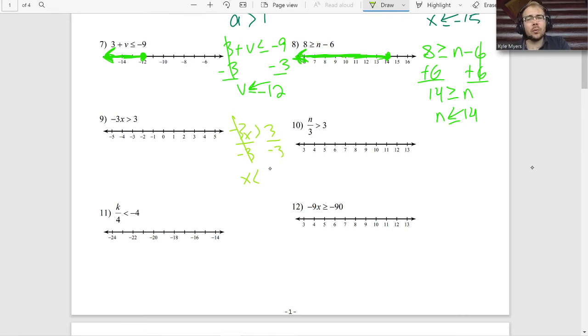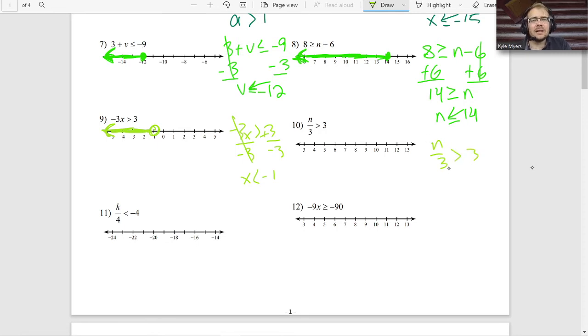3 divided by 3 is 1, and a positive divided by a negative is a negative. All right? So the only thing that's different about solving an inequality versus an equation is that when you multiply or divide by a negative, you have to remember to flip that sign. Don't let the little things trip you up. All right, so that's at negative 1, and we go left. We go left.